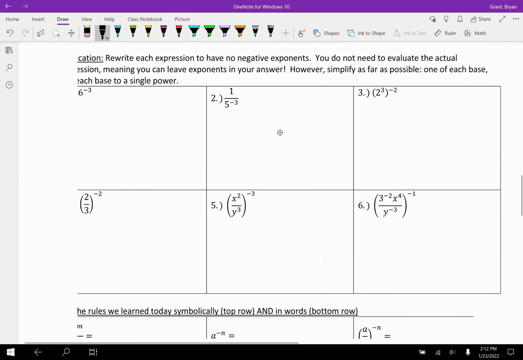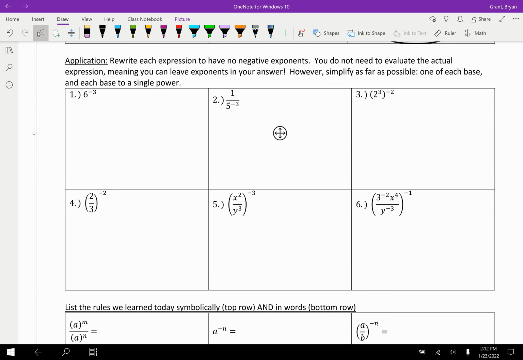All right, so I have 6 questions here, and I'm curious to see how you do. Your goal is to rewrite each of these so that there are no negative exponents. Once you've tried them, or if you need a hint, you can unpause and see how you did. I'm excited to see your success.